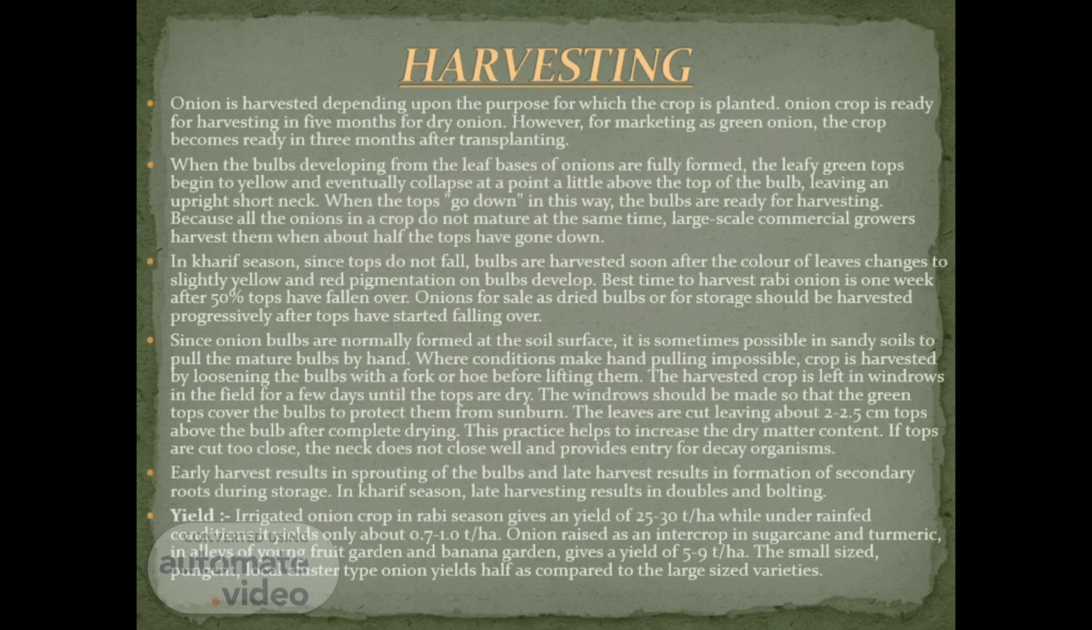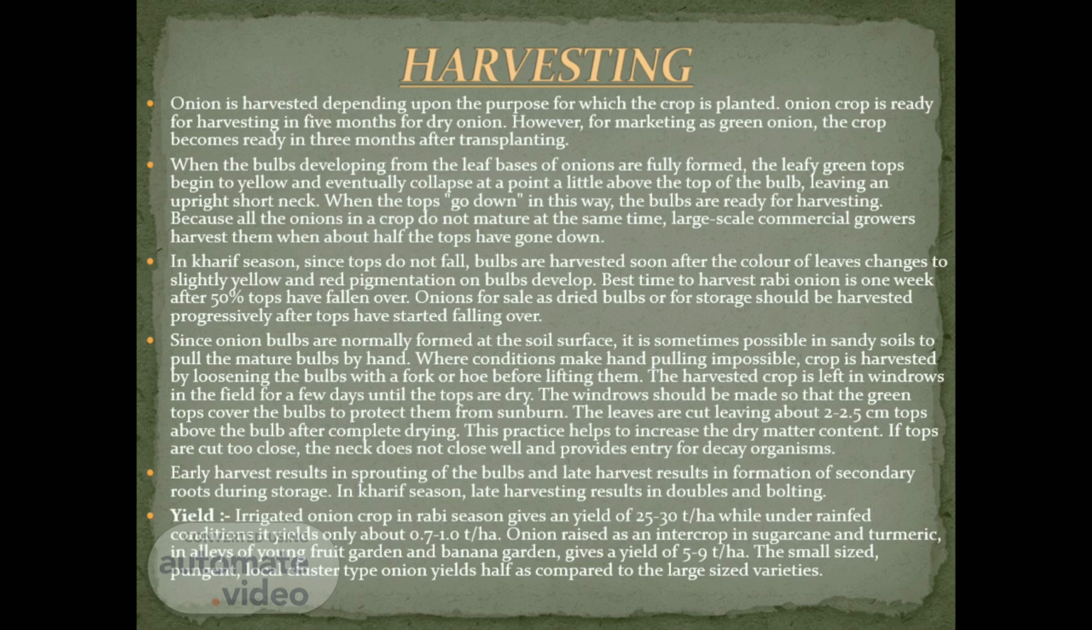Harvesting. Onion is harvested depending upon the purpose for which the crop is planted. Onion crop is ready for harvesting in 5 months for dry onion. However, for marketing as green onion, the crop becomes ready in 3 months after transplanting. When the bulbs developing from the leaf bases of onions are fully formed, the leafy green tops begin to yellow and eventually collapse at a point a little above the top of the bulb, leaving an upright short neck.